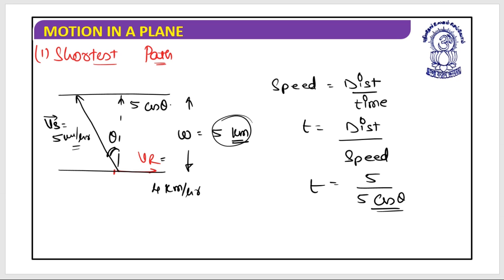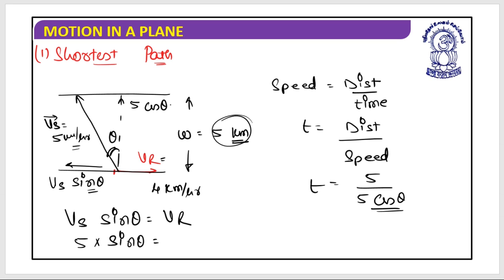Yes, is it clear? One more thing, this is Vs sine theta, and my Vs sine theta must be equal to Vr. So this is 5 multiplied by sine theta, which should be equal to Vr, and my Vr should be equal to 4. So what I get is sine theta should be equal to 4 by 5. So I have a value of sine theta.